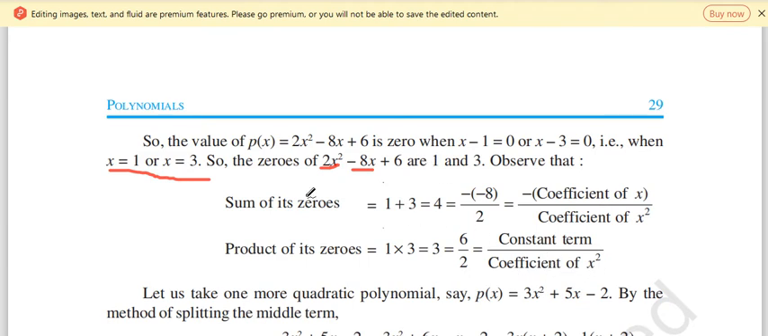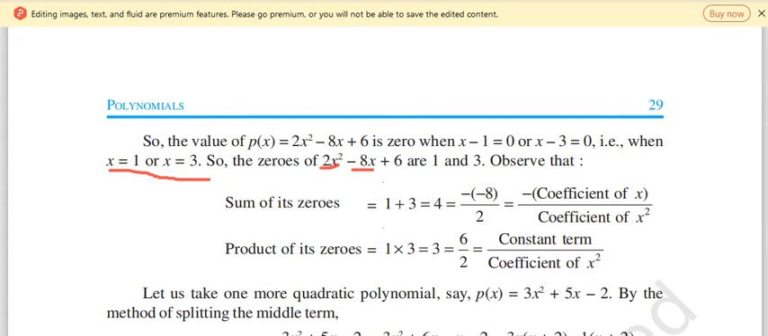That means the sum of the zeros of a quadratic polynomial is minus of the coefficient of x by the coefficient of x square, and the product of the zeros is the constant term by the coefficient of x square.